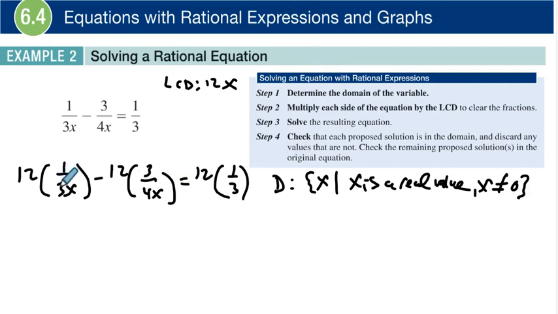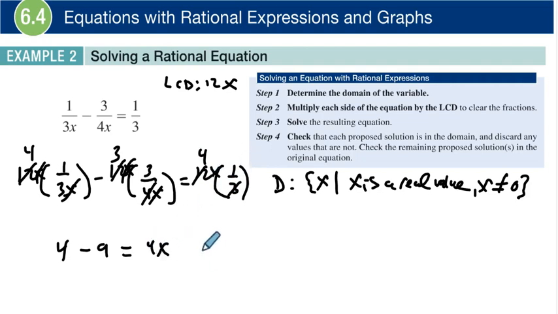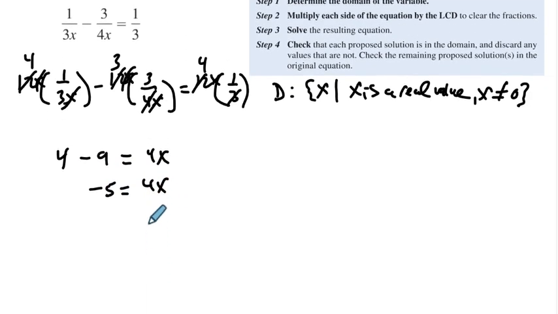And so if you see this here, 12x. 3x, well, 3 goes into 12 4 times, and the x's cancel. So 4 times 1 is just 4. 4 goes into 12 3 times, and the x's cancel out. So minus 3, see that little negative sign? Minus 3 times 3 is minus 9. And then 3 goes into 12 4 times, so it's 4x times 1. That's just 4x. Okay, so 4 minus 9, which is -5, is equal to 4x. And then we just divide both sides by 4, and we get x equals -5 over 4.